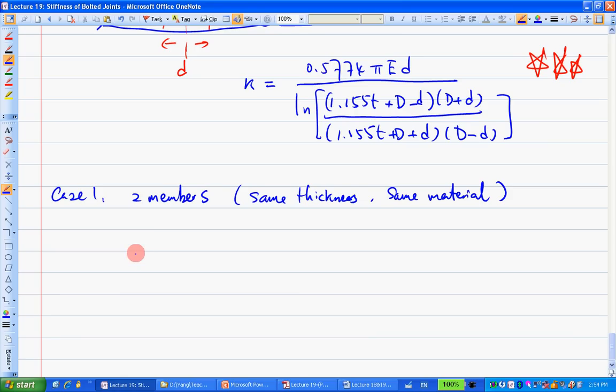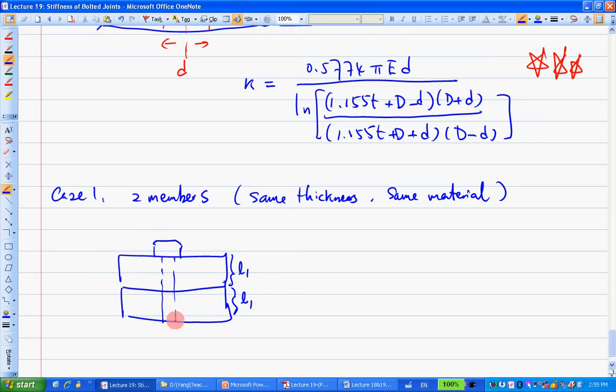So what does it mean? Basically, you have a member here, you have a member here, same thickness. Let's call it L1 maybe. And then you have a bolt, and there's no washer. That goes through here, and then you have a nut, like this, right? So that's basically what this means. So what would be the stiffness for this case?